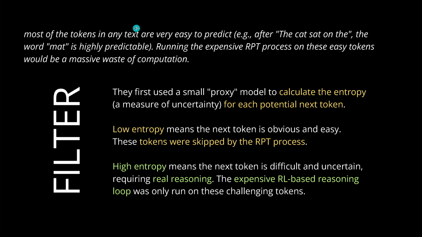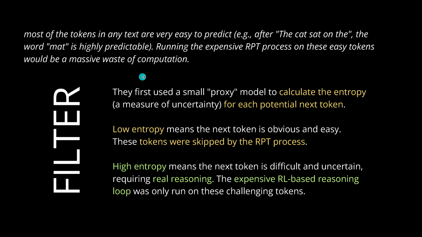Most of the tokens in any text are very easy to predict. Normally, if you say "the cat sat on the", you would assume that "mat" is highly predictable. So running this really computationally expensive OPT process on these easy tokens would be just a waste of computation, because you can be quite sure even a 14B model would immediately guess, without OPT, just with its normal pre-training, that "mat" would be the answer to this given query.